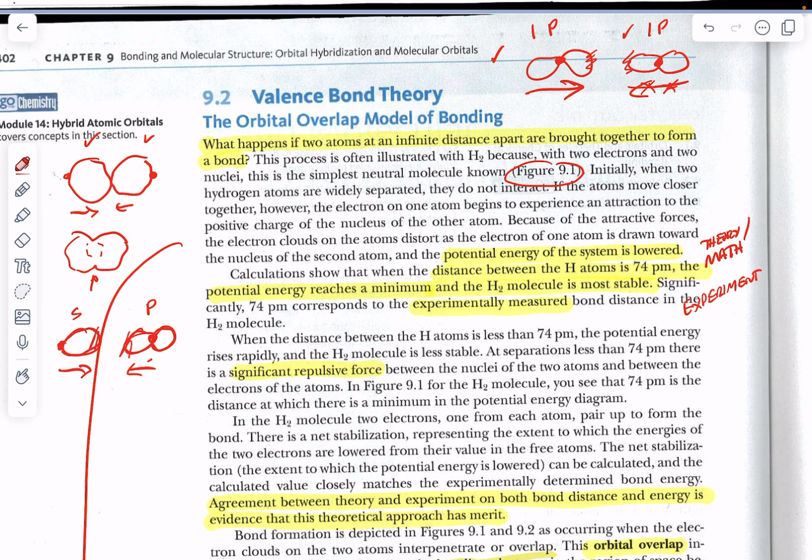Now, let's take a look at this second paragraph here. Calculations show that when the distance between H atoms is 74 picometers, the potential energy reaches its minimum. That would mean it has a lot of stability, and therefore you can have two hydrogen atoms together to create that bond with a bond length of 74 picometers. It's very stable, and this is something that we can measure using X-ray diffraction.